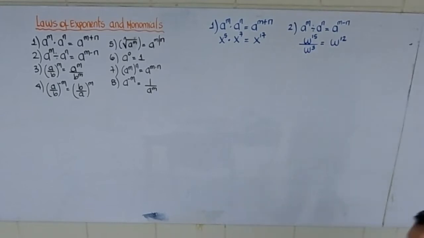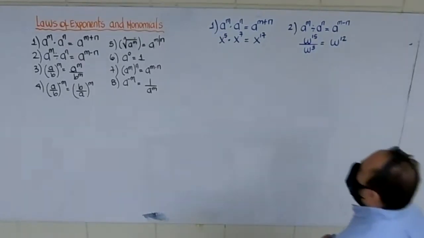Now I'm going to explain rule number three together with rule number seven. Why? Because rules three and seven are the same. The difference is that one involves a fraction and the other a whole number. The name of these rules is power of a power, in Spanish potencia de potencia. What happens in this situation?